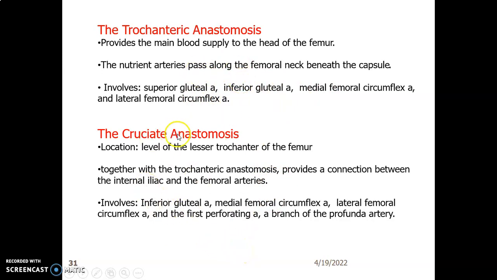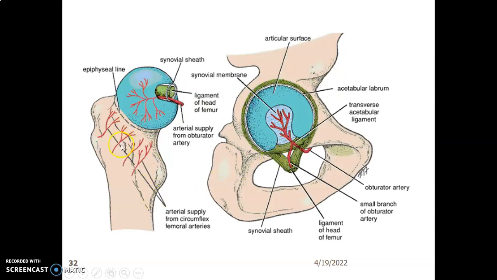So what are the branches of the cruciate anastomosis? Descending branch of inferior gluteal, transverse branch of medial circumflex femoral, transverse branch of lateral circumflex femoral, and an ascending branch of the first perforator from the profunda femoris. So you form a crucifix. The four will form a crucifix. Okay? So these are the retinacular branches.